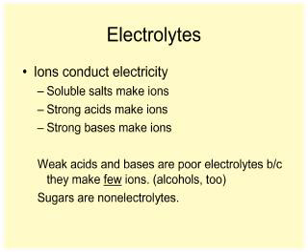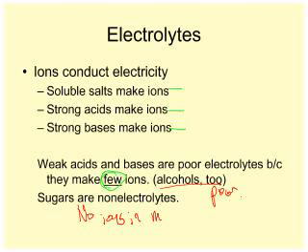Electrolytes. We learned this in class today with our lab. Ions conduct electricity. Soluble salts make ions. Strong acids make ions. Strong bases make ions. Weak acids and bases are poor electrolytes because they make few ions. See our lab. Alcohols are also poor electrolytes. Sugars are non-electrolytes because there are no ions in molecular compounds.